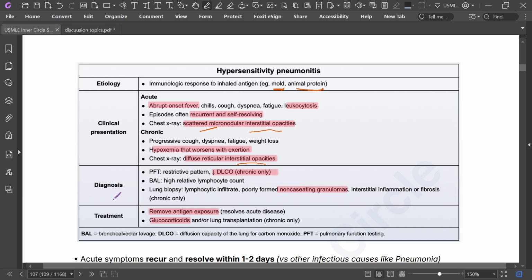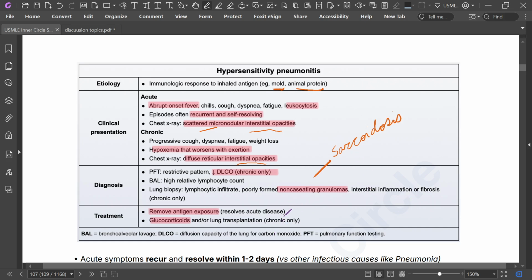How to diagnose? Pulmonary function test shows a restrictive pattern and DLCO would be low. Bronchoalveolar lavage shows a high relative lymphocyte count, very high yield. And lung biopsy shows lymphocytic infiltrate and poorly formed non-caseating granuloma. In sarcoidosis, there is non-caseating granuloma too, but in TB, there is caseating granuloma.